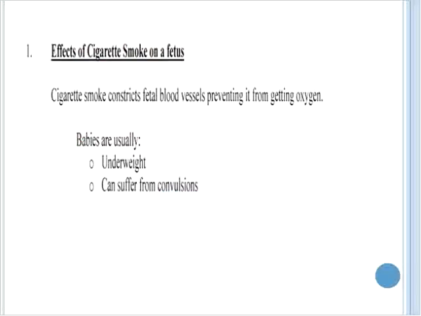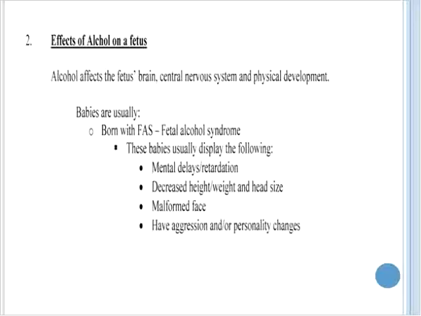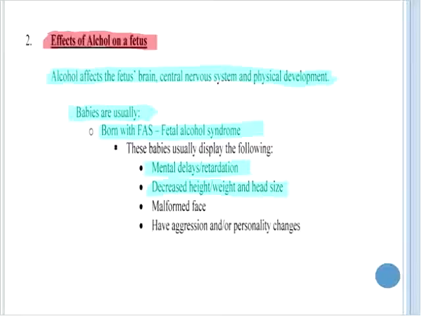Cigarette smoke constricts fetal blood vessels, preventing it from getting oxygen. As a result, babies typically are underweight, and they can suffer from convulsions. Alcohol can also have an impact on the developing fetus. Alcohol affects the fetus's brain, its central nervous system, and physical development. Babies can be born with fetal alcohol syndrome, and these babies typically display mental delays, retardation, decreased height, weight, and head size, a malformed face, and they may have aggression and or various personality changes.